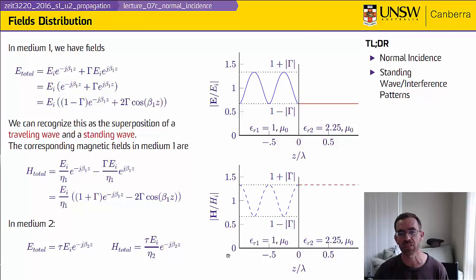Finally, we want to take a look at what happens in medium 2. In medium 2, I use the transmission coefficient, but I've only got one wave propagating to the right. There's no reflected wave. So in the incident medium, I have incident and reflected, but in the transmitted direction, I've only got the fields here. And when I take the magnitude of the field, the magnitude of this exponential is 1, and I get a flat line everywhere. And you'll notice, and this is important, that the tangential electric field and the tangential magnetic field are both continuous across the interface, as the boundary conditions dictate that they have to be.